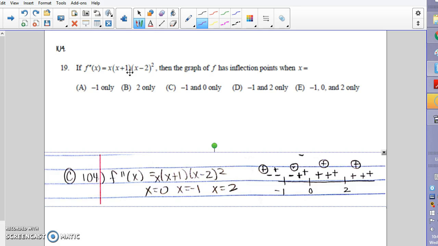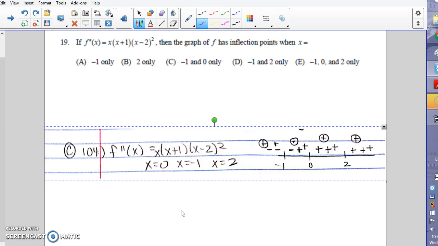Inflection points. It gave you your second derivative. Go ahead and solve for each of those x's. Do your sign chart. You're looking for a change, and it only happens in between at -1 and at 0. At 2, it remains positive.